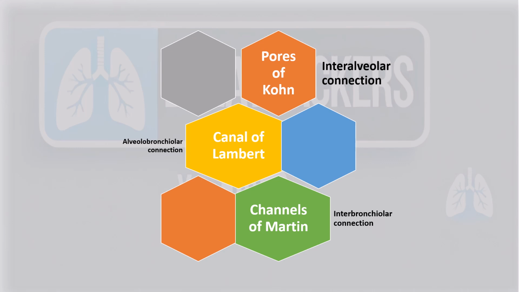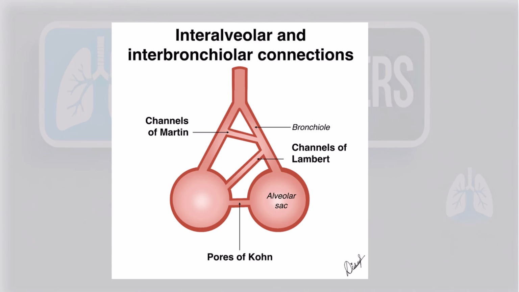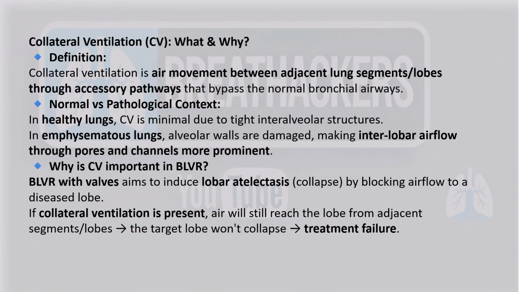So as you know, there are interalveolar connections which are known as pores of Kohn, which connect one alveolus to another alveolus. Then you have canals of Lambert, which connect alveoli to bronchioles. And then you have channels of Martin, which connect bronchiole to bronchiole. This is a diagrammatic representation of what we have discussed in the last slides.